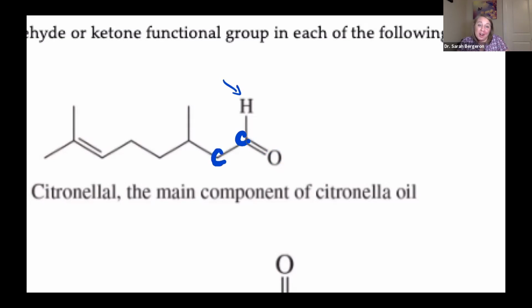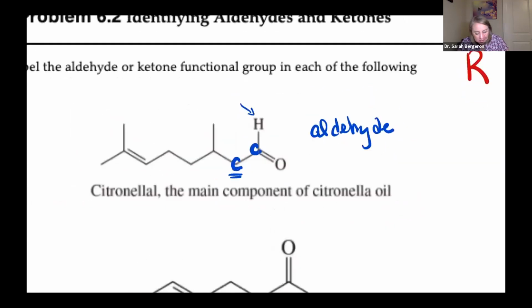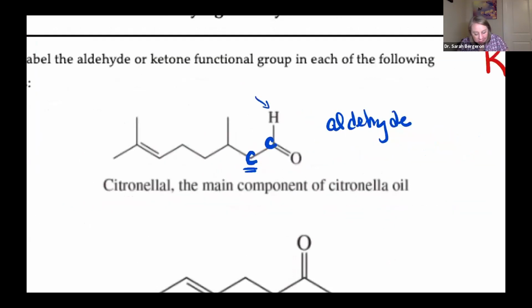So how many carbons or alkyl groups are attached to the carbon that's attached to the oxygen? Well, only one. One is an aldehyde. Okay, so let's see what it says. Circle and label the aldehyde or ketone. So we need to circle it. So we're going to circle, this is our aldehyde.